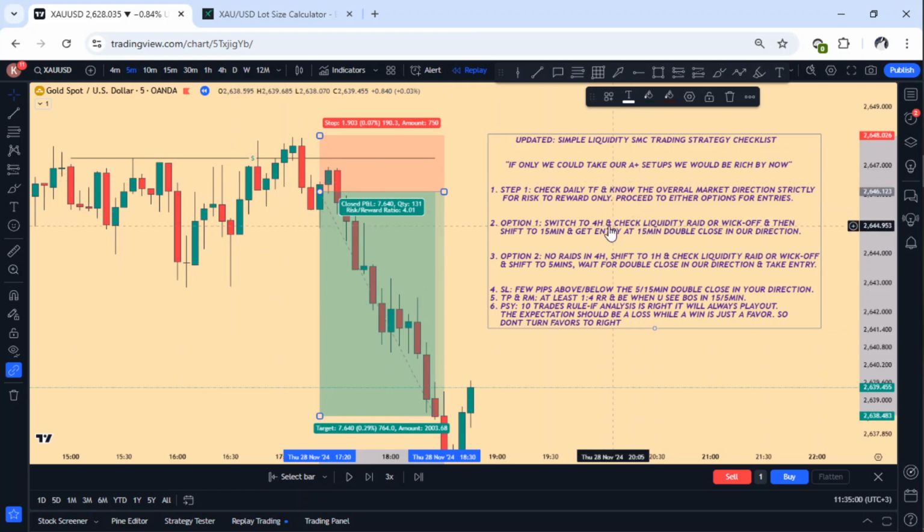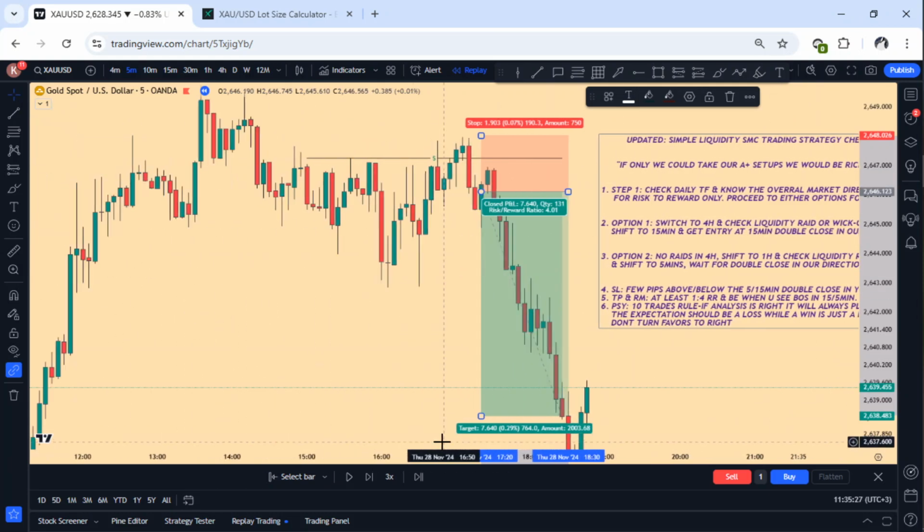So in this case we use 2 double closure of 5 minutes candle time frame. Why? Because we were monitoring, there was no liquidity raids in 4 hours, and therefore the only option was to look for entries on 1 hour. So no raids in 4 hours. You shift to 1 hour and check liquidity raid or week offs, and shift to 5 minutes, wait for double closure in your direction and take entry. Very simple. You mark 1 hour where liquidity should be raided. I'm just about to show you.